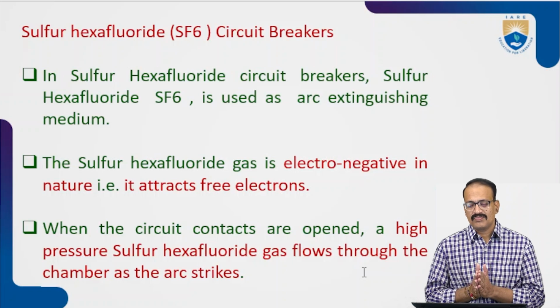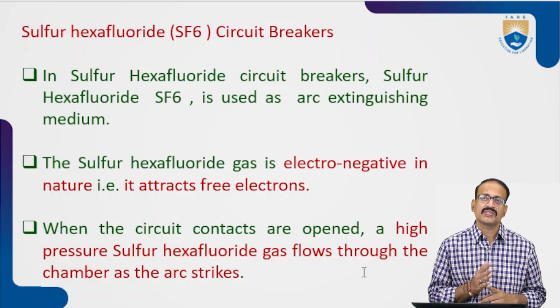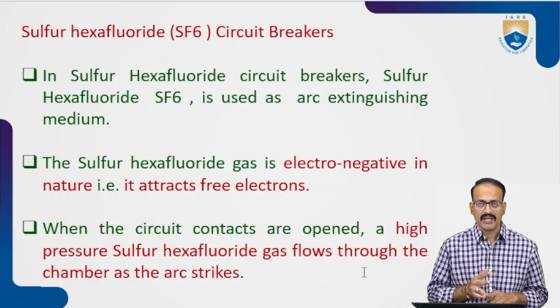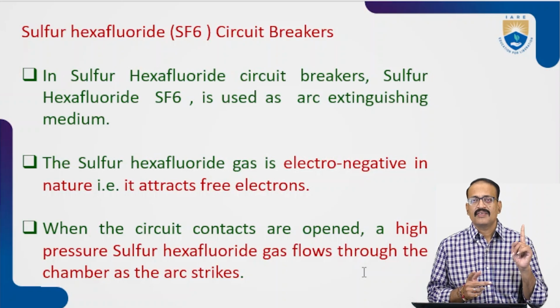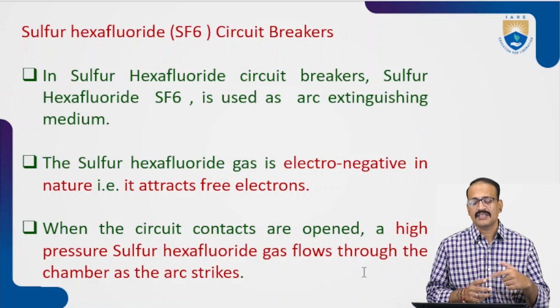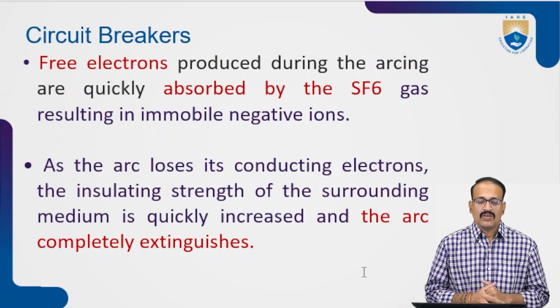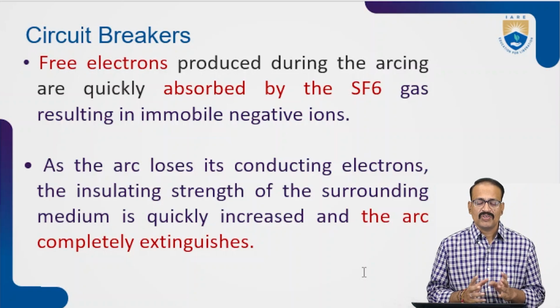So whenever the arc is struck, here sometimes we are using air, and sometimes we are using oil, and sometimes now we are using SF6, which is called sulfur hexafluoride gas, because it has the property of being electronegative in nature. That means it attracts the electrons. So how? The free electrons produced during the arcing are absorbed by the SF6.